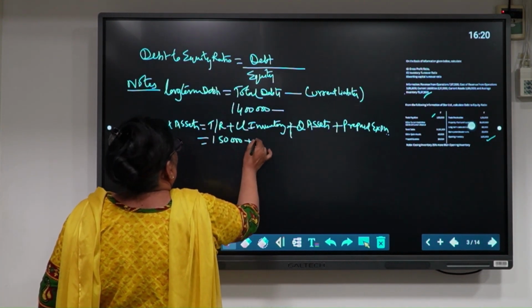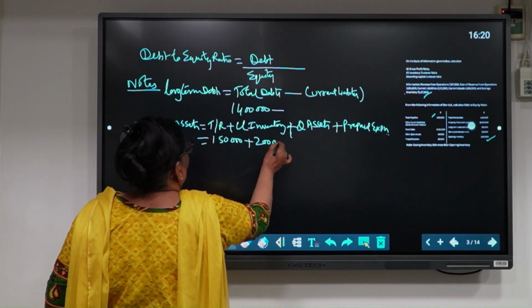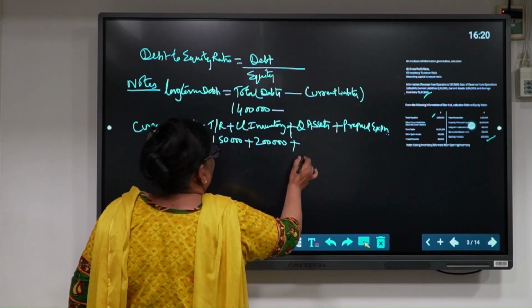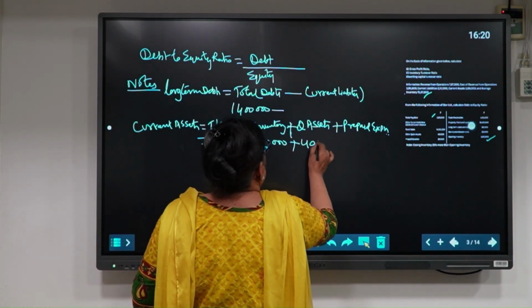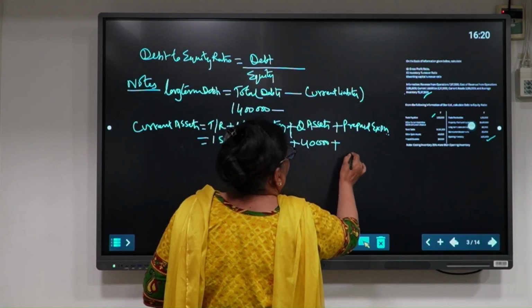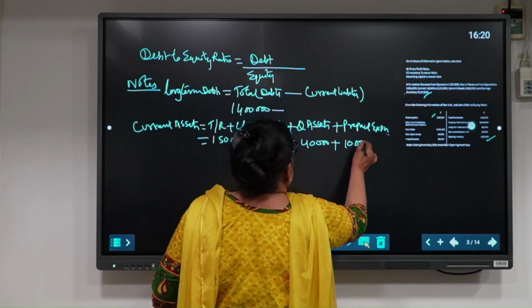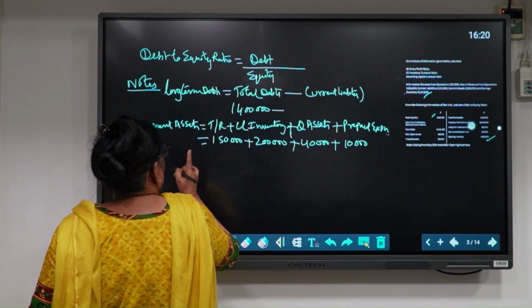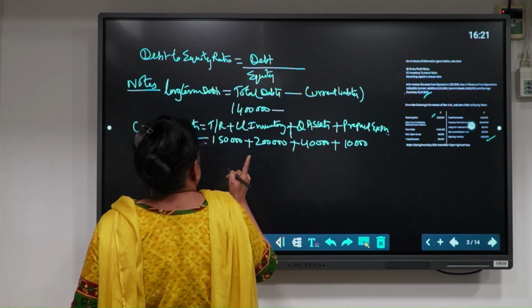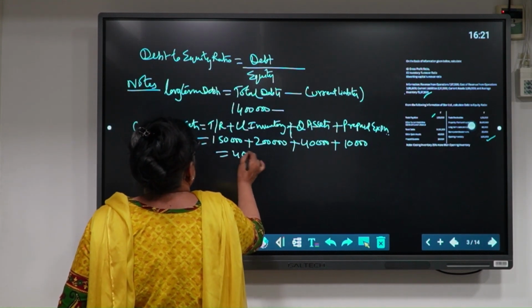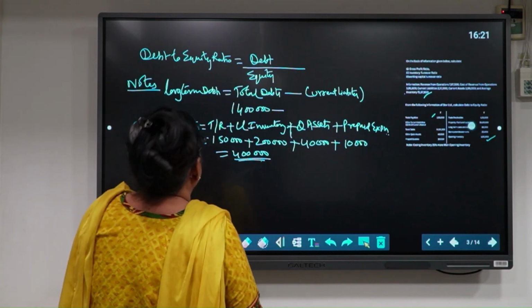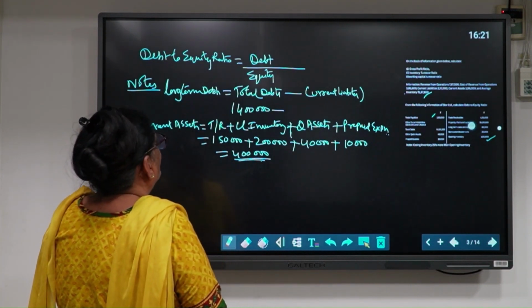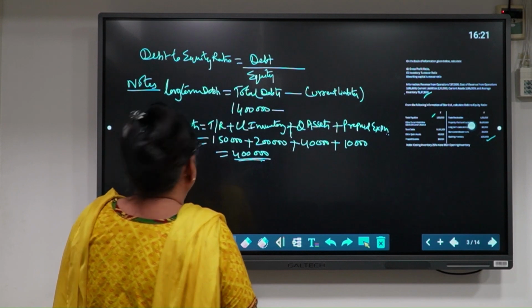1,50,000. Closing inventory we got, 2 lakhs. Please go and refer to what I have done. Other quick assets are 40,000 plus prepaid is 10,000. Total and tell me: 2 lakh, 3 lakh, 4 lakhs. Yes, very good. 4 lakhs is your current assets. Got it?